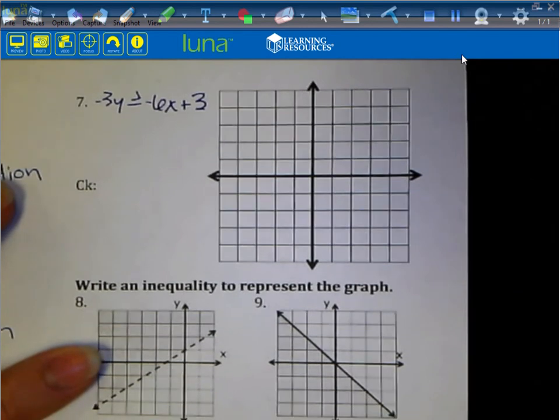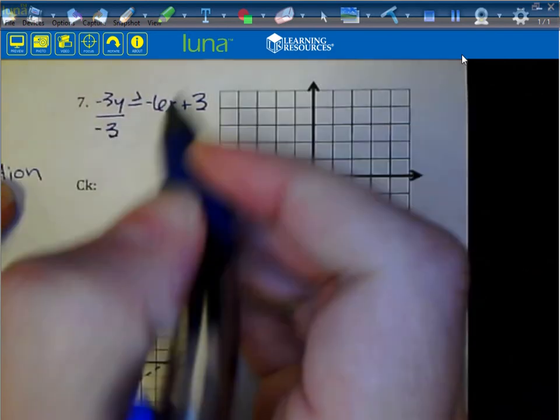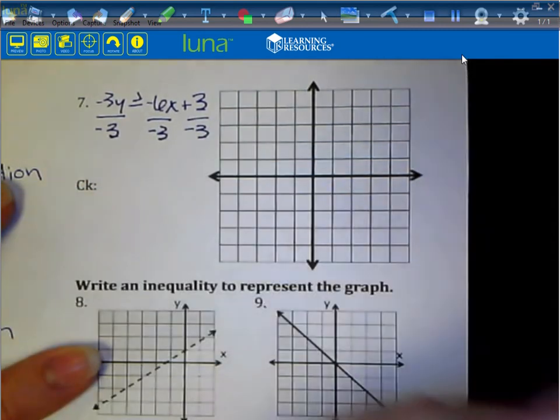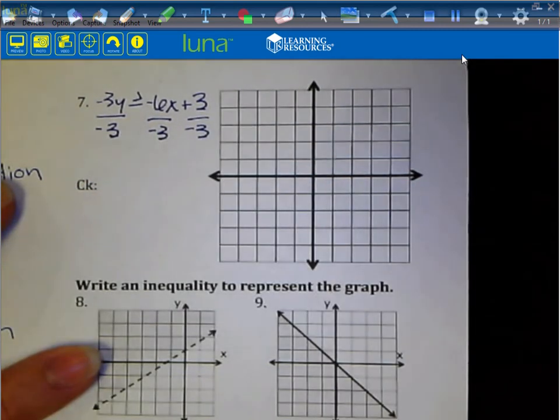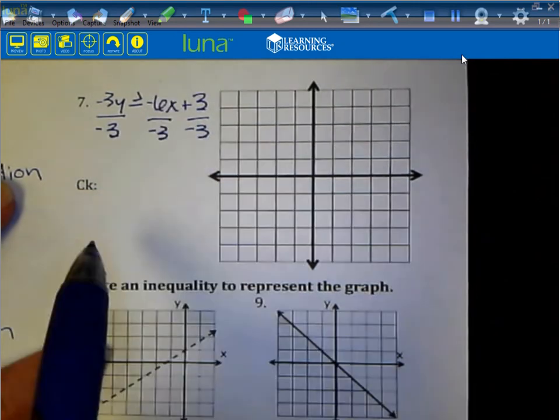So the first thing I have to do is divide everything in the problem by the negative 3 to get that away from the y. Some people write it one time over here. I like to write it out 3 times because I think we have a hard time remembering, when we do one bar, that we divide both of these by negative 3.